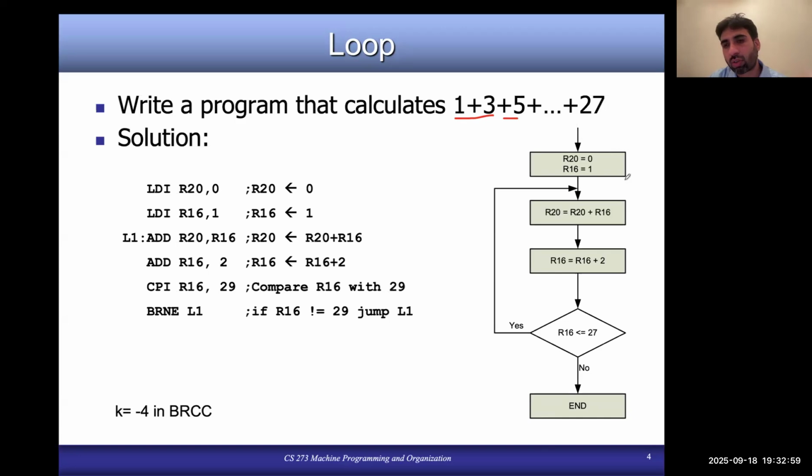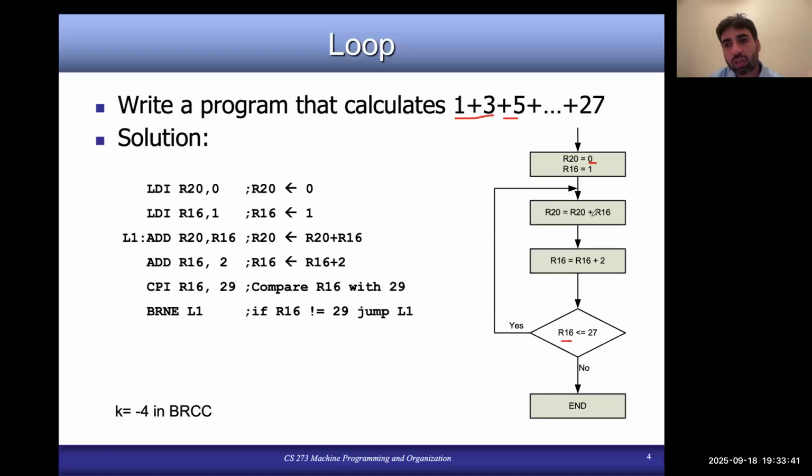If we look at this control flow diagram, we are first putting the value of 0 in R20 and we are putting 1 in R16. We can hold the result of addition in R20 and then we can increment R16. Actually, we can use any one of them, but in this example, we are incrementing R16 and we keep incrementing it until it reaches the value of 27. While it is less than or equal to 27, we keep doing the loop, and once it becomes greater than 27, we end the loop.